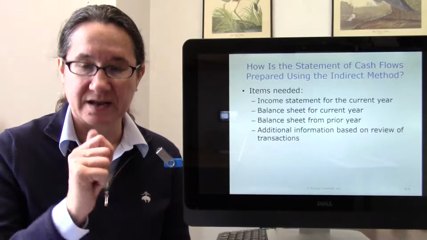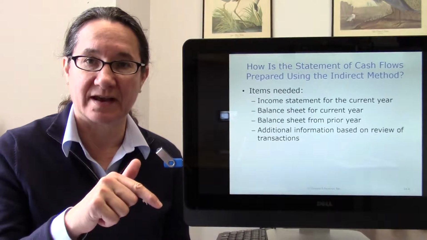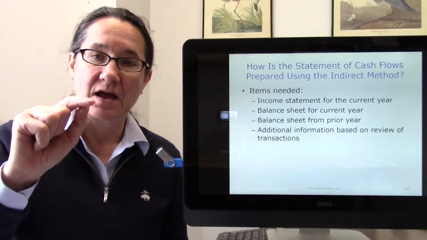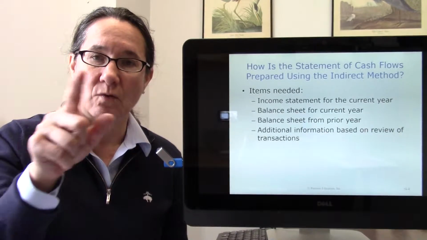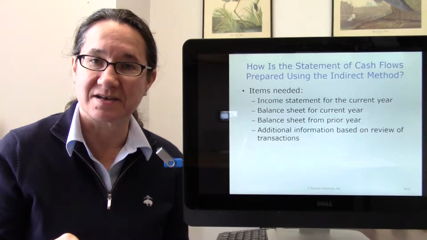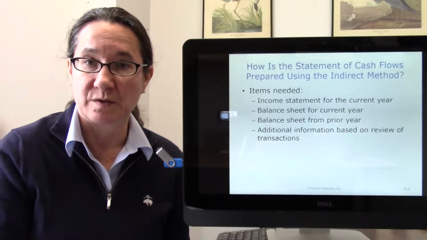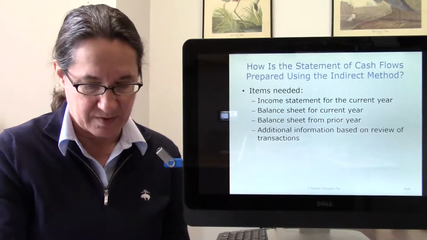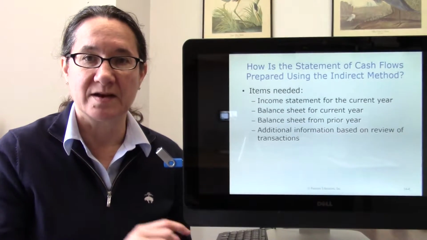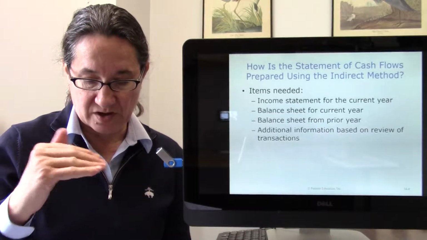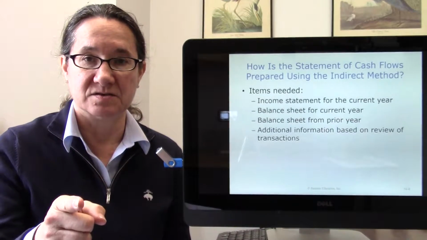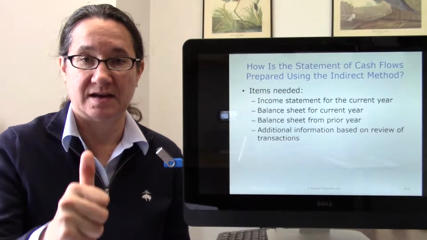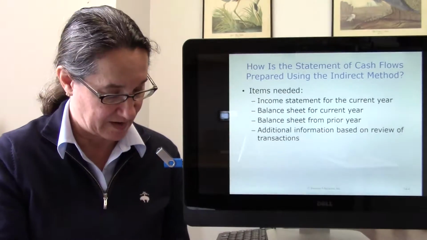Then we need the balance sheet for the current year and the balance sheet for last year, because the point of a cash flow statement is: last year's cash, what were the changes that became this year's cash, right? So you need to get those cash balances, and any additional information to review the transactions. So really, you're starting out with this year's net income, last year's cash balance, this year's cash balance. So you need the income statement and two years of balance sheets.